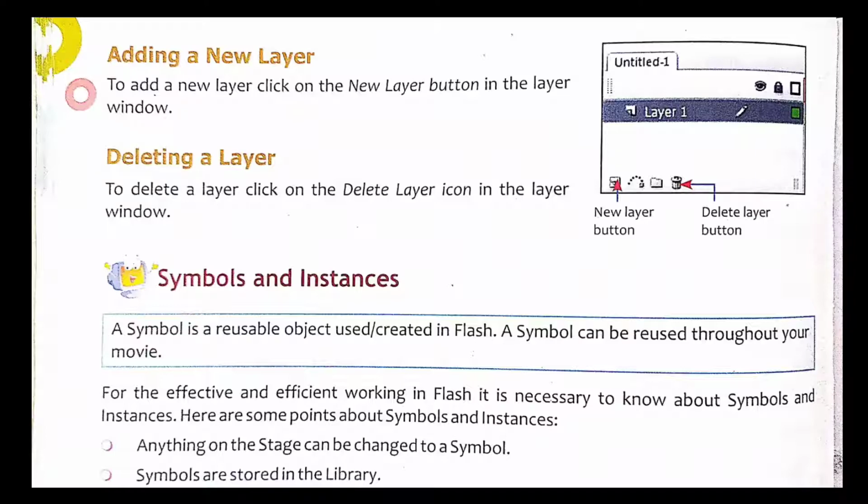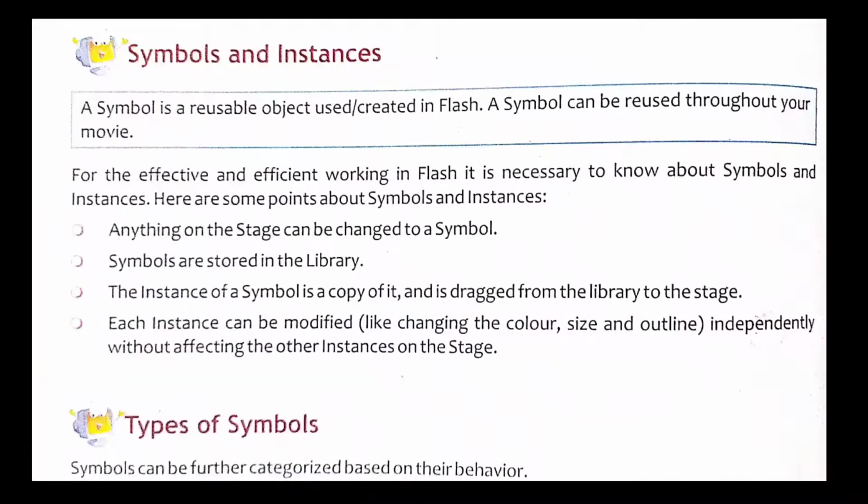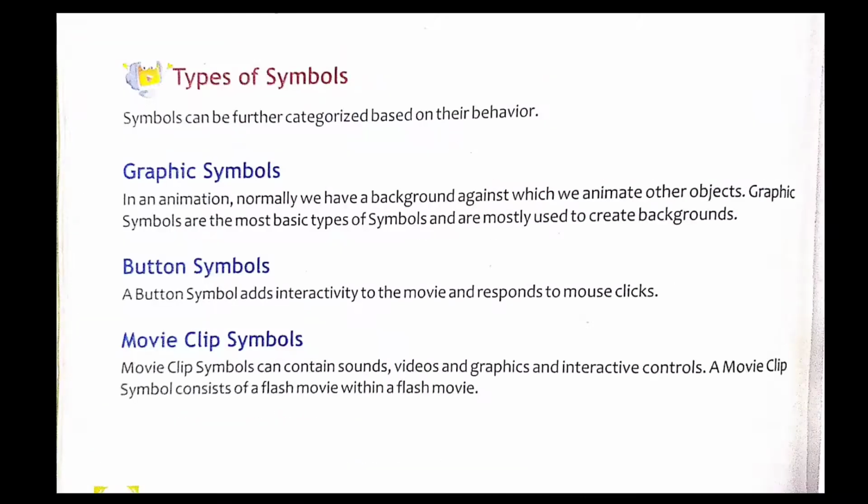Symbol and instance. A symbol is a reusable object used to create a Flash movie. A symbol can be reused throughout your movie. You know children, for effective and efficient working with Flash it is necessary to know about symbols and instances. Here are some points about symbols and instances. First, anything on the stage can be changed into a symbol. Symbols are stored in the library. An instance of the symbol is a copy of it dragged from the library to the stage. And the last, each instance can be modified independently without affecting the other instances on the stage. I hope you understand this topic children.